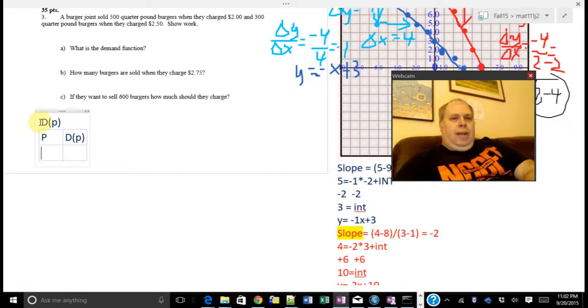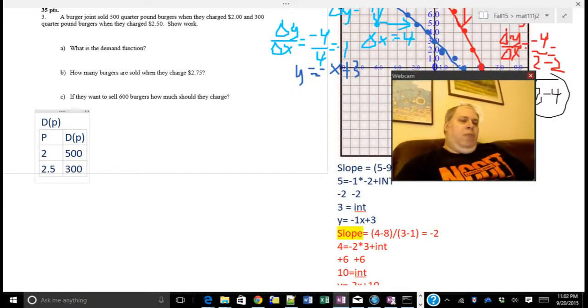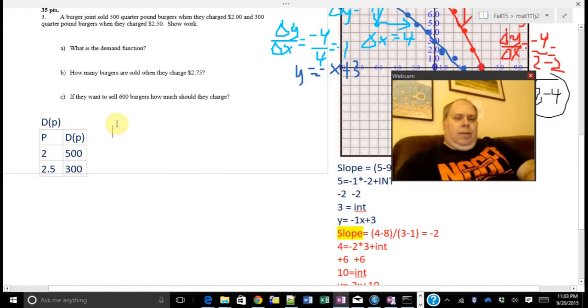And the first price I see is $2, and we have 500. And the next price I see is $2.50, and that becomes 300. And what I want to do here is find, so these two are actually x's and y's, 2 points, independent and dependent values. So what I gotta do is this becomes basically just like above, find the slope and the intercept. We'll start with the slope.